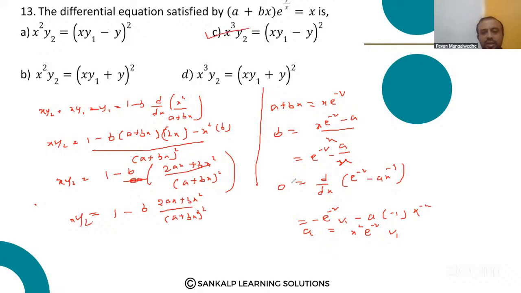Option C as the correct answer, because by substituting the value of a, we will get the x cube into y2, in this x cube into y2. Then here e raised to minus v is what? V is x into y1 minus y to the whole square. So option C is the correct answer.